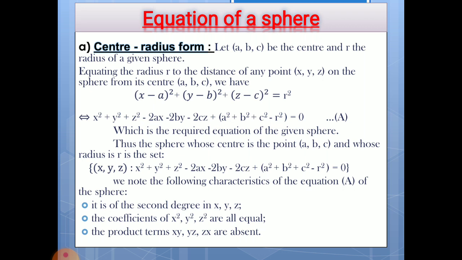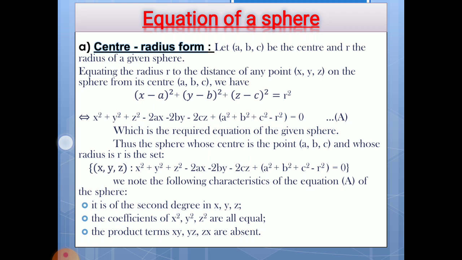Now we shall see the center radius form. For the center radius form, we shall assume that (a, b, c) is the center of the sphere and r is the radius of the given sphere. Then we shall consider P(x, y, z) as any point which lies on the sphere. Then the distance of any point on the sphere from its center is the radius of the sphere.